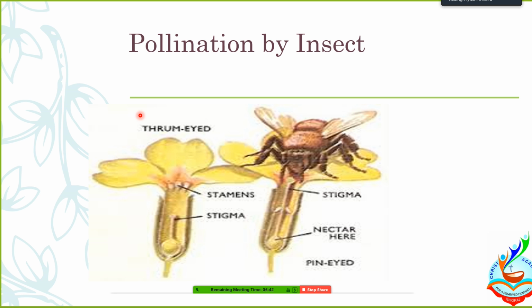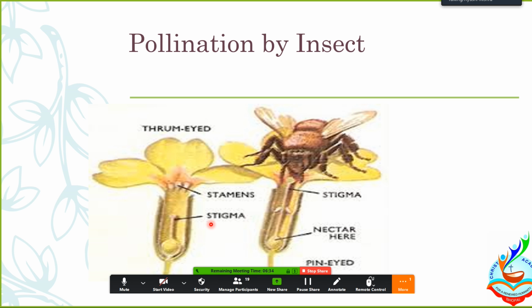Insect pollinated flowers are bright colored, sweet smelling, and have sticky pollen grains and stigma. This was the pollination by insect.